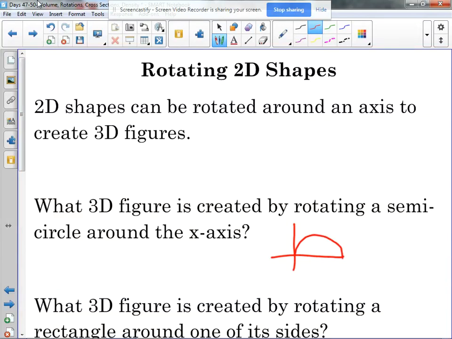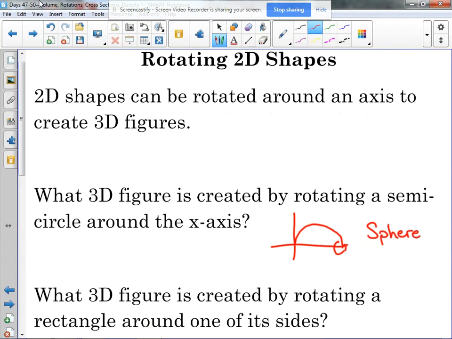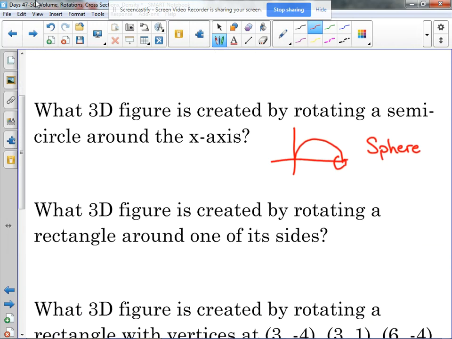Assume that semicircle is right here. So if we rotate that around, we are going to end up with a sphere. Okay? All right, what about a rectangle?